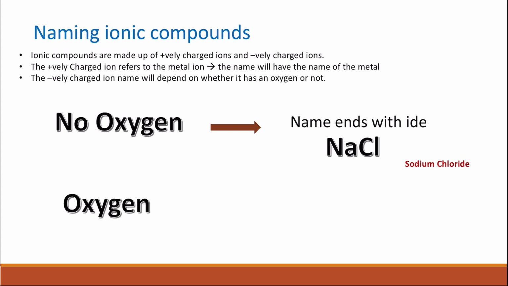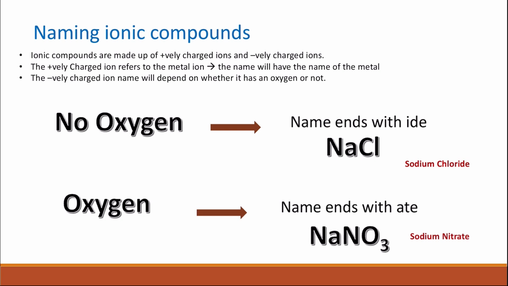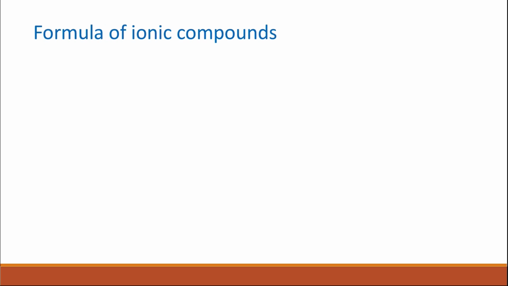However, if we have more than one oxygen, then the name will end with "ate", something like sodium nitrate. So the nitrate, the negatively charged ion, will have NO3, three oxygens, so it's going to be called sodium nitrate, similar to the carbonate and also the sulfate.